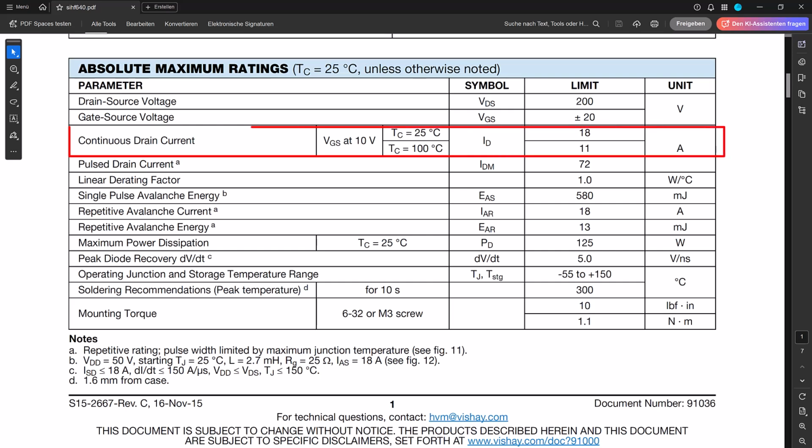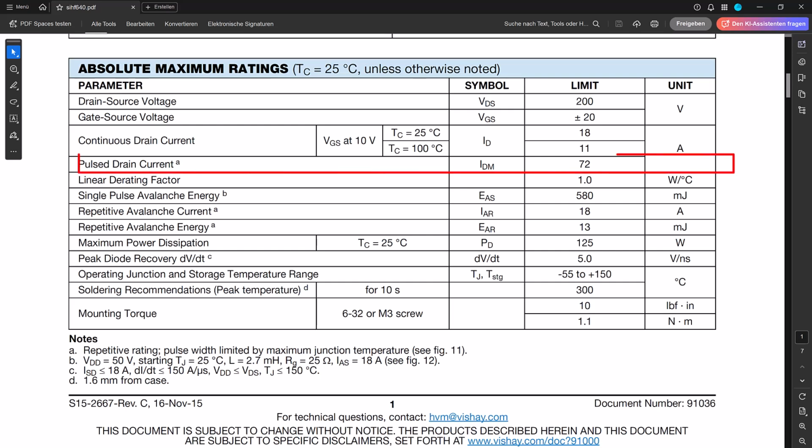ID equals 18 amperes at Tc equals 25 degrees Celsius, but only 11 amps at Tc equals 100 degrees Celsius. This is one of the single biggest traps in any datasheet. The big number on the front page, 18 amps, is only valid if you hold the case at 25 degrees Celsius. In a real circuit, the part heats itself and its current capability collapses. The practical recipe: always compute dissipated power, junction temperature, and then decide how much current the device can carry. We'll come back to this in the thermal lesson.